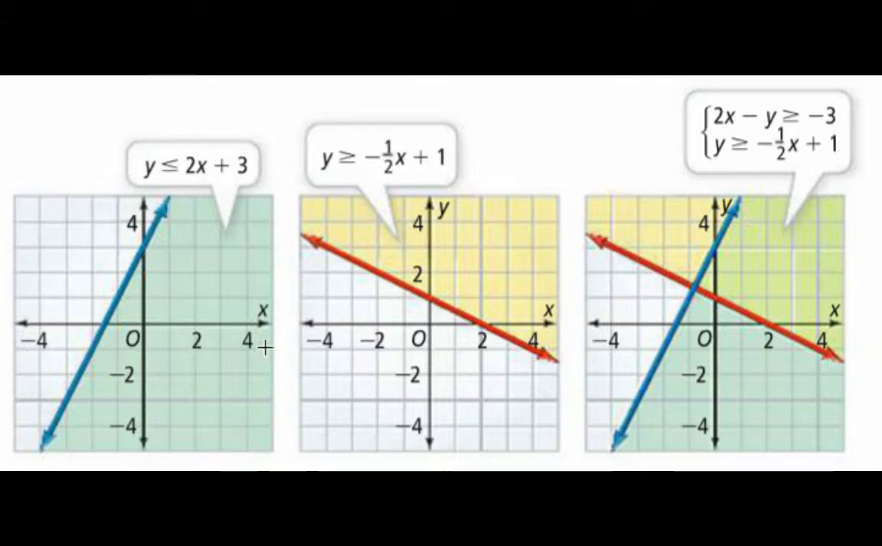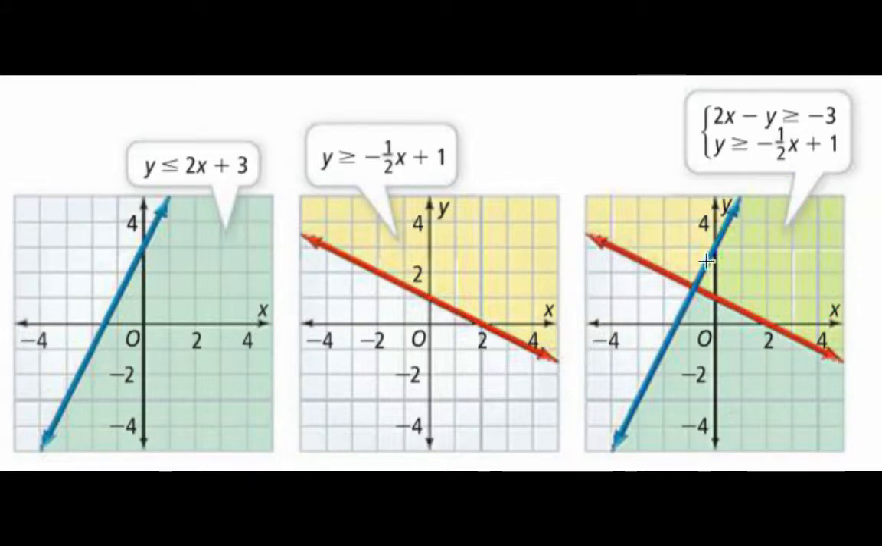If we take both of those graphs and put them on the same graph, here we have our red boundary line with the shading above. Here we have our blue boundary line with the shading below. In the blue boundary line, the shading was green. In the red boundary line, our shading was yellow. Over here, this quarter of the coordinate plane is shaded by both inequalities. So this is our solution set.